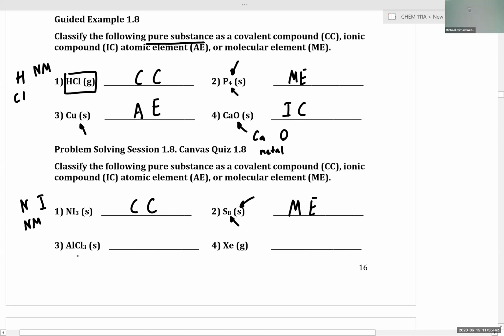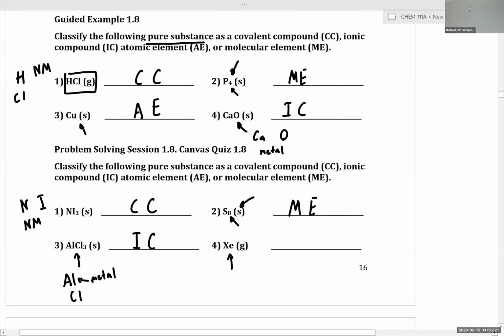Yep, let's look next at aluminum chloride. Is this an element or a compound? Do we see two or more different elements? Yep, we see two or more different elements. So this is a compound. Now looking at aluminum and chlorine, do we have any metals present? Yep, so aluminum is a metal. So then is this an ionic or covalent compound? It's an ionic compound. Good, good.